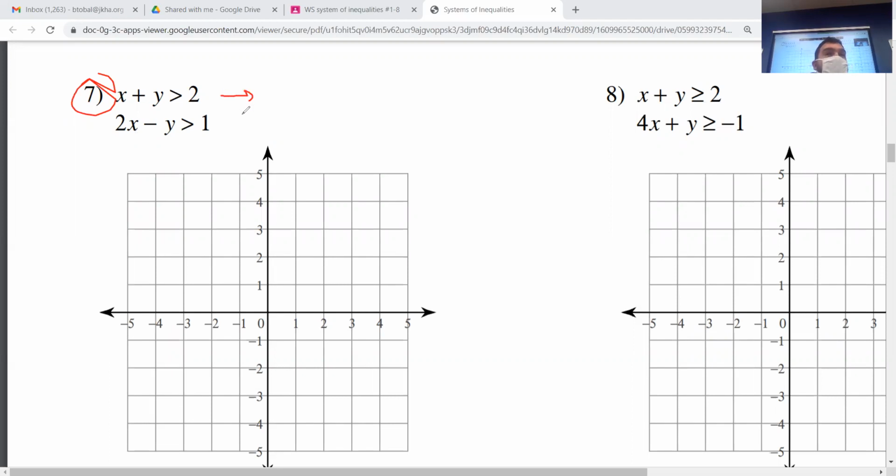On the top, I'm going to subtract x on both sides. So I'm left with y is greater than negative x plus 2. If you wrote 2 minus x, that's the same thing.